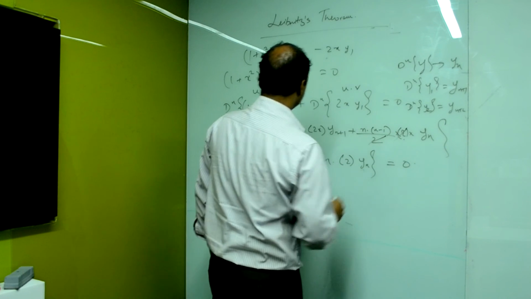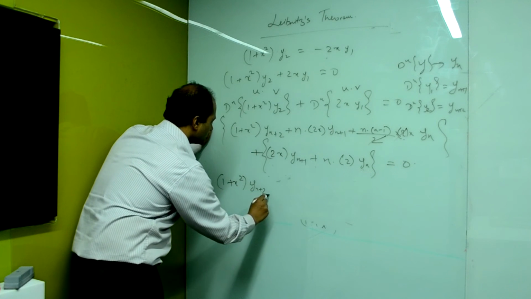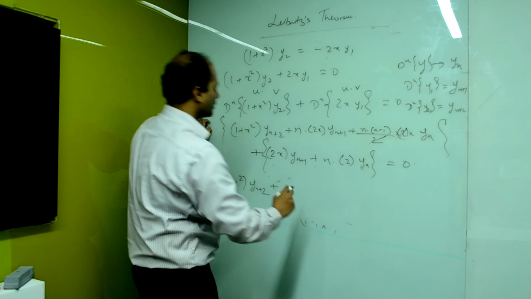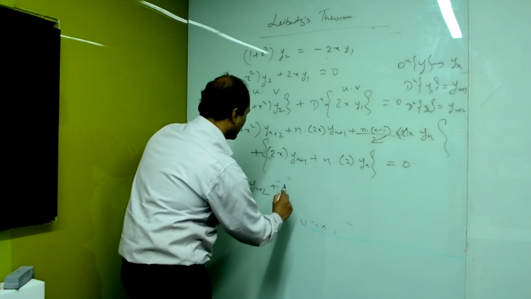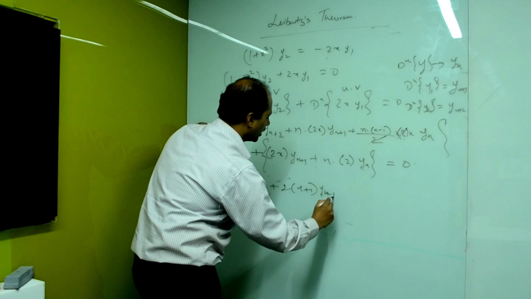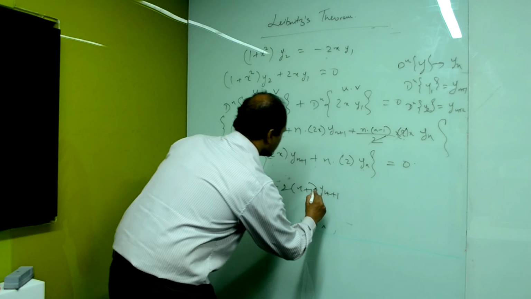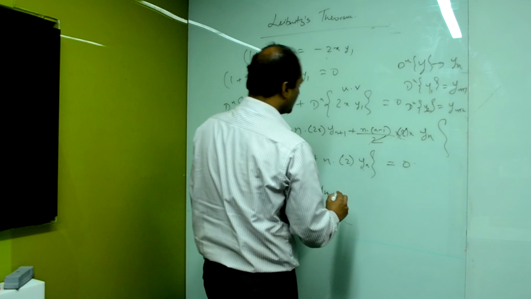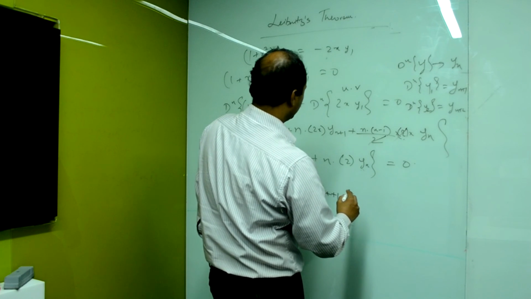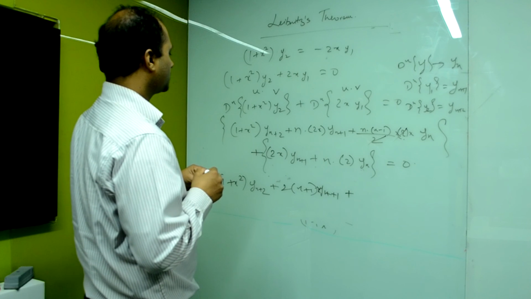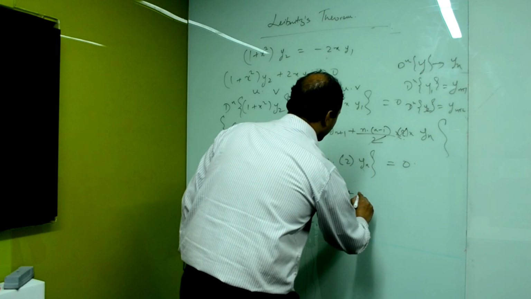Now cancelling the terms, we have 1 plus x squared multiplied by y_(n+2) plus (2n plus 2) times x times y_(n+1) plus the remaining terms in yn, combining the terms in n and n square times yn.